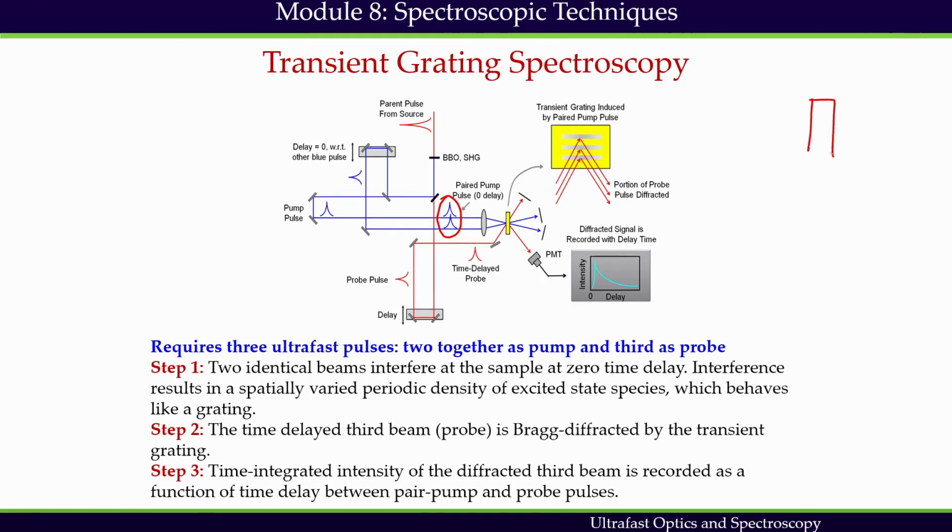So, let us say I have a sample and two identical pulses are interfering, and due to this interference in the sample, we get a spatially varied periodic density of excited state species, which behaves like a grating, or transient grating. So, due to the interaction of these two identical beams, the sample behaves like a grating.